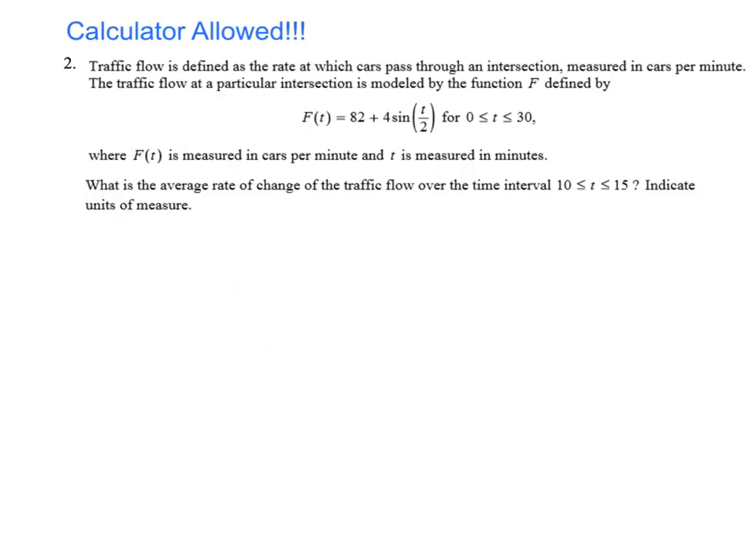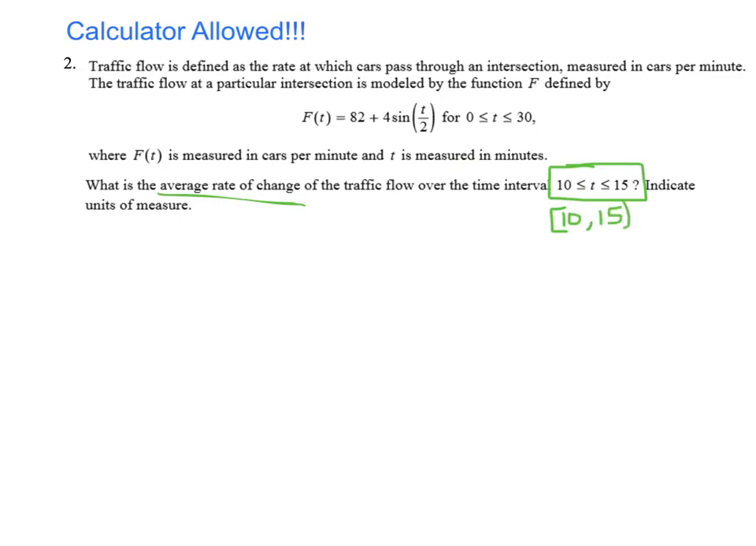Okay, as we look at this next one, this question is talking about traffic flow through an intersection, and this function is measuring the number of cars per minute. And then they're asking you here for the average rate of change of the traffic over the time interval. So be careful to read that interval, 10 to 15. They do not want the entire interval the whole time that this is measured. They only want from between 10 and 15 minutes. So that is our a, b, okay, 10, 15.